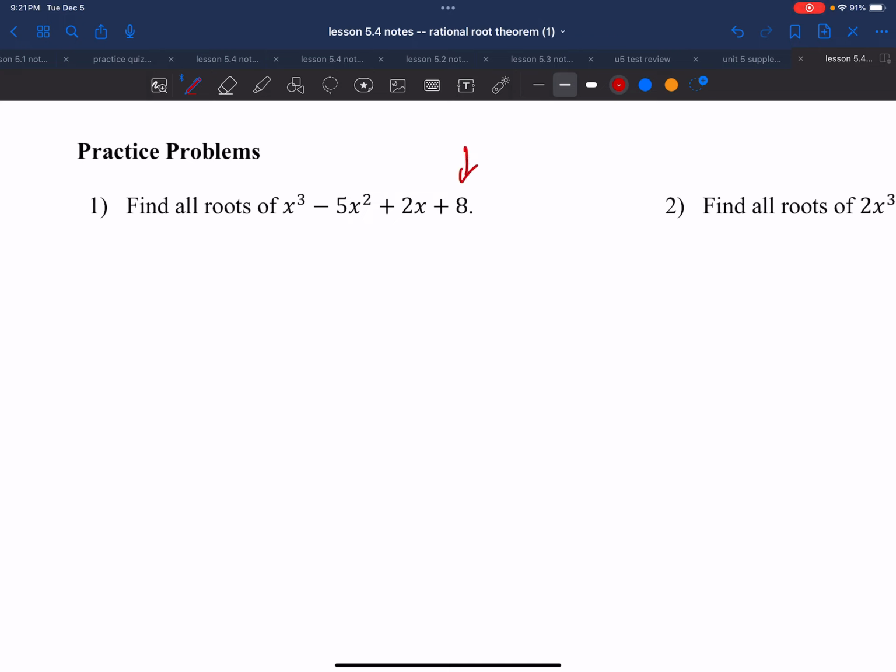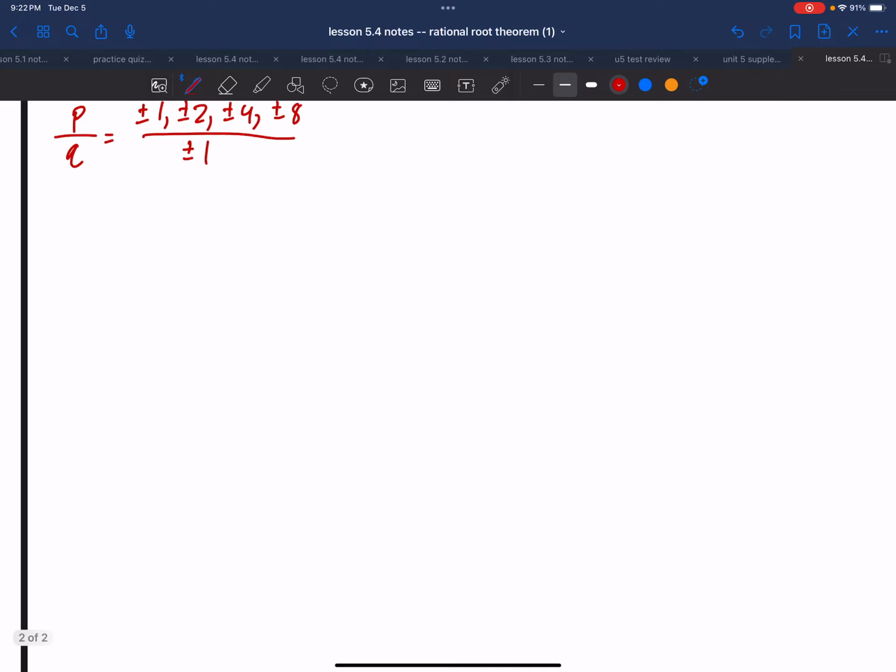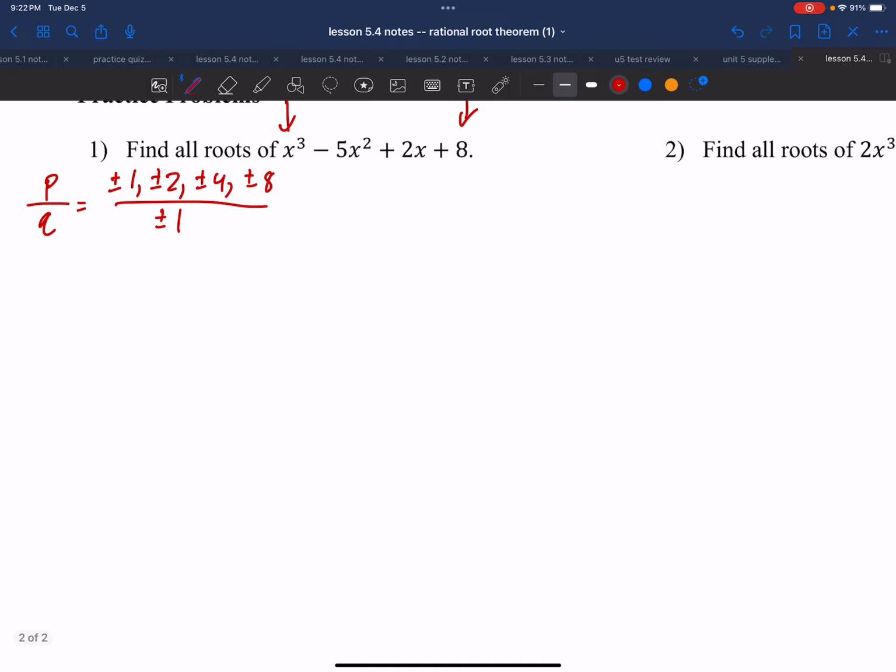I'm just going to do the same process I do, which is generating that list. So P is going to be 8 and Q is going to be 1. Because I'm dividing by 1, P over Q, the factors of 8 are 1, 2, 4, and 8. And this is all over plus or minus 1, so I really just need that list. So let's just get to testing. If you want me to write it here, I can. That's the list, but you're just dividing it by 1. So let's test number 1.